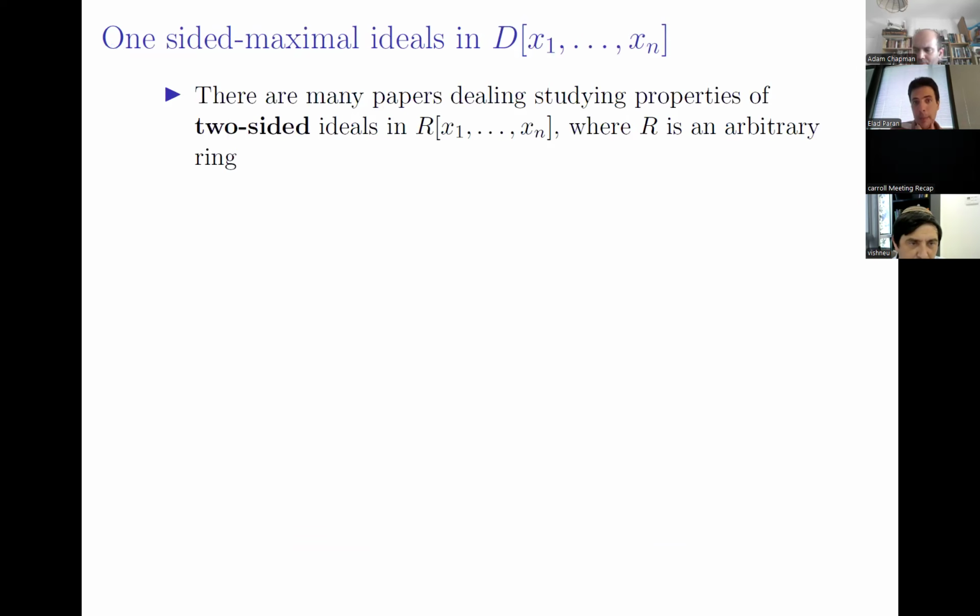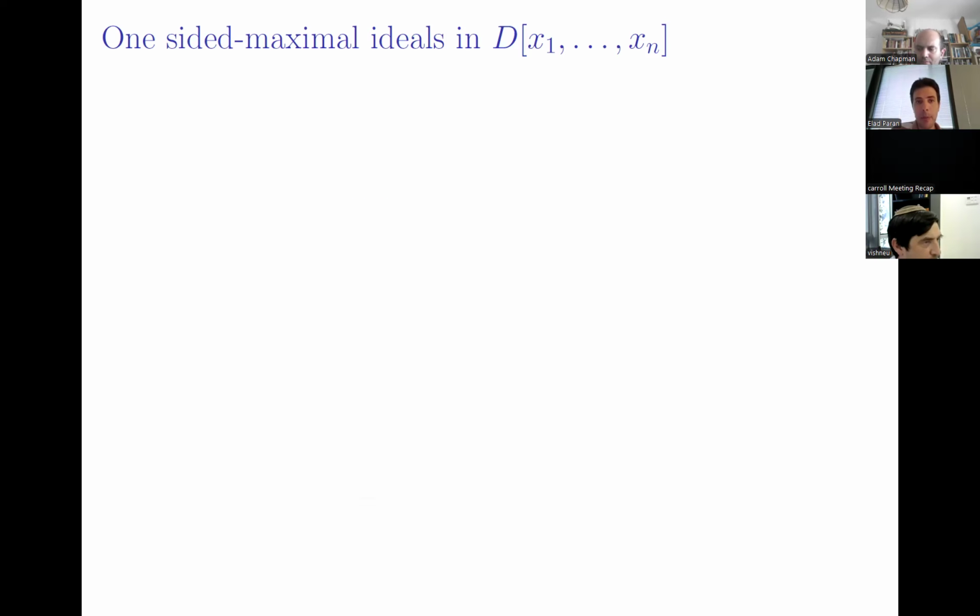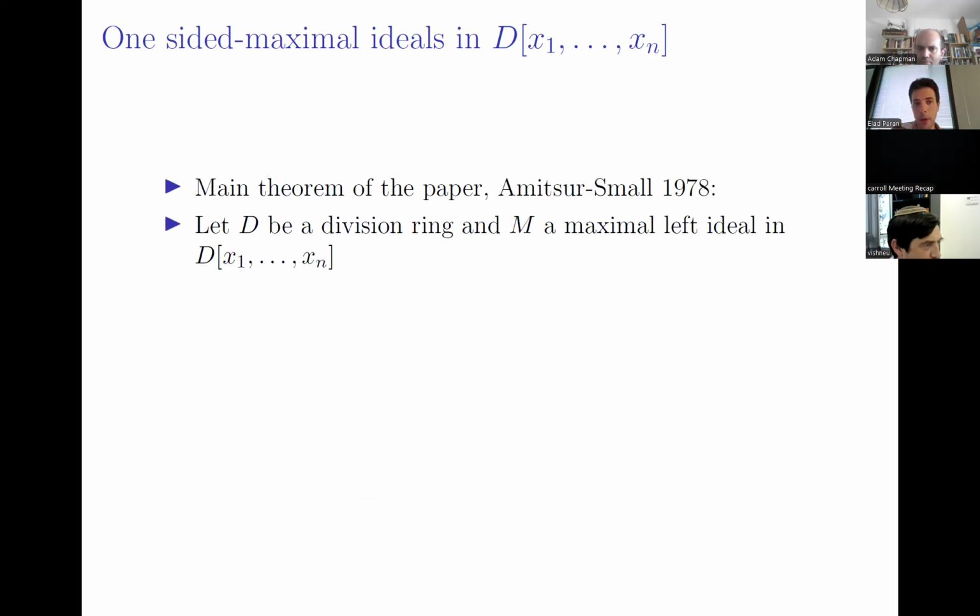Now, there are quite a few papers studying properties of two-sided ideals in such rings. And that's not good enough for our cause. But there is one paper I want to note that does focus on one-sided ideals. It's a paper from 1978 by Amitsur and Small called Polynomials over division rings. And the main result of this paper is the following.